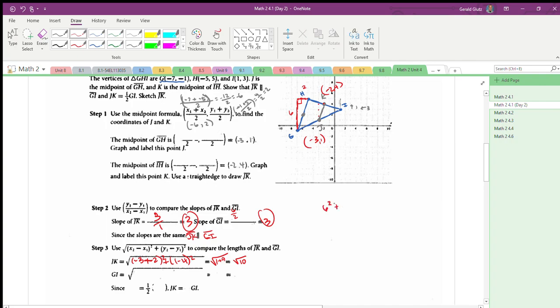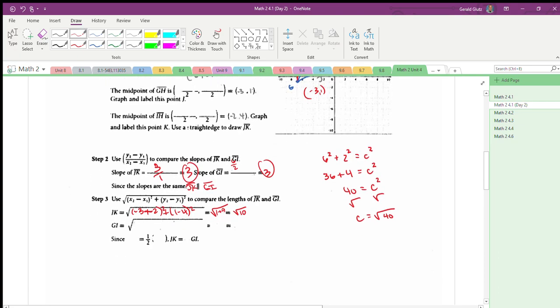So a squared plus b squared equals c squared. 36 plus 4 is equal to c squared. 36 plus 4 is 40. Take the square root of both sides, so c is equal to the square root of 40. If you remember from Unit 1, we simplified these things.